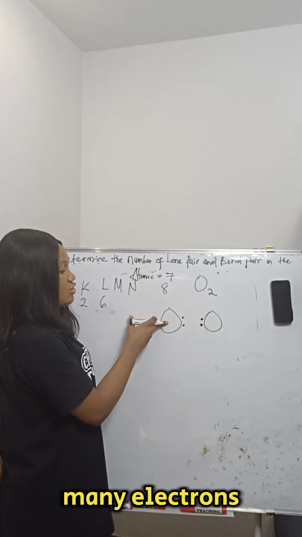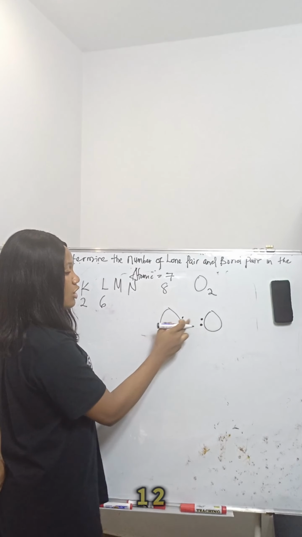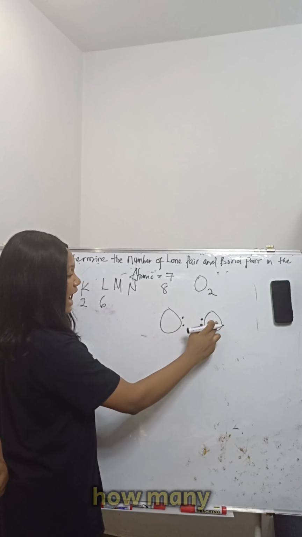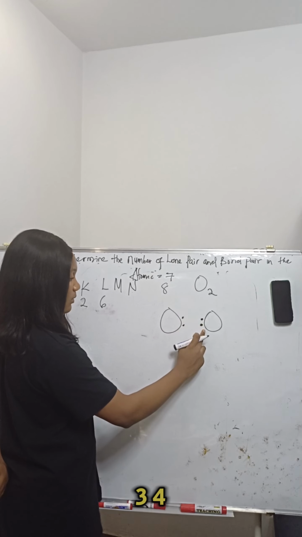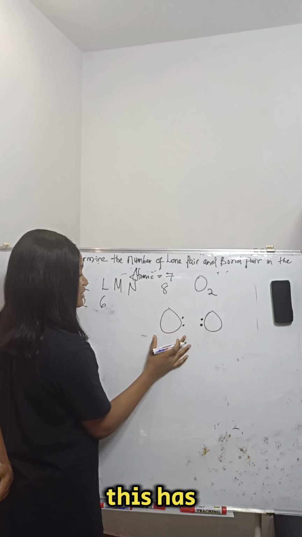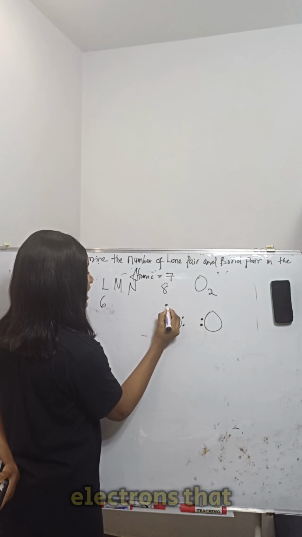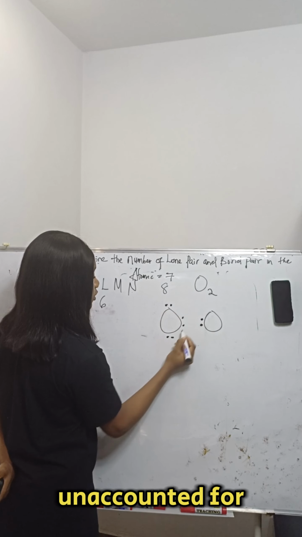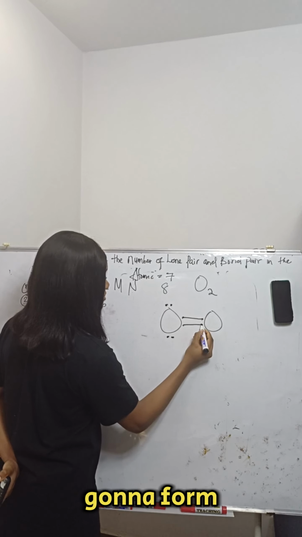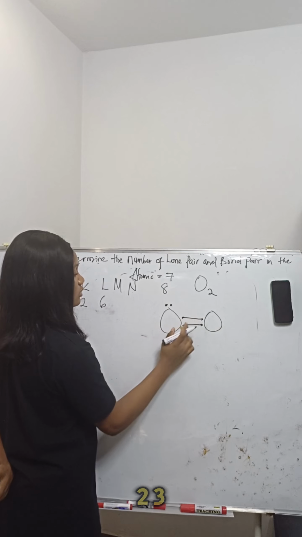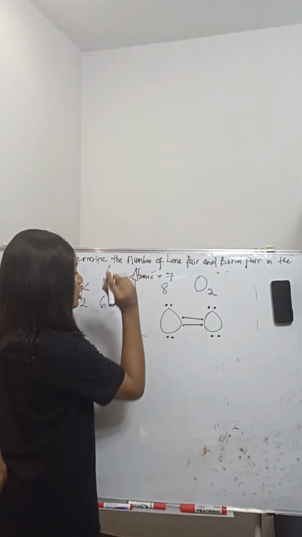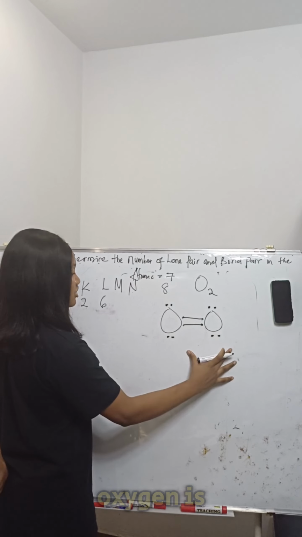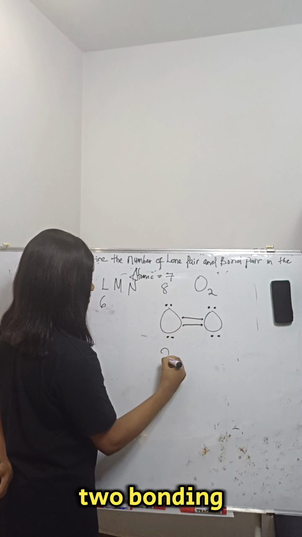Now, how many electrons does this oxygen now have? 1, 2, 3, 4. How many does this one now have? It has 1, 2, 3, 4. Now, because this has 4, it means there are 4 electrons that are unaccounted for. So this is going to form a bond. This is going to form a bond. This has 1, 2, 3, 4, which means there are 4 electrons that are unaccounted for. So the bonding pair here in oxygen is 2 bonding pairs.